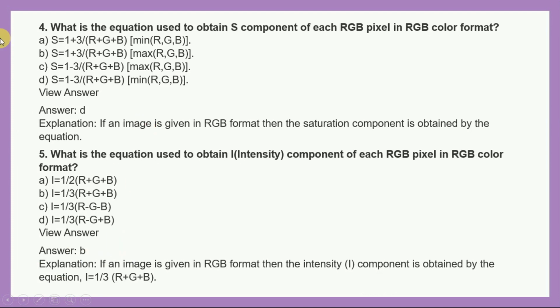So next question is, what is the equation used to obtain the S component of an RGB pixel in RGB color format? So answer is option D, that is S is equal to 1 minus 3 divided by R plus G plus B, multiplied by the minimum of R, G, B. Now what is the equation to obtain the intensity component of each RGB pixel? So for intensity, answer is option B, that is I is equal to 1 divided by 3 into R plus G plus B.